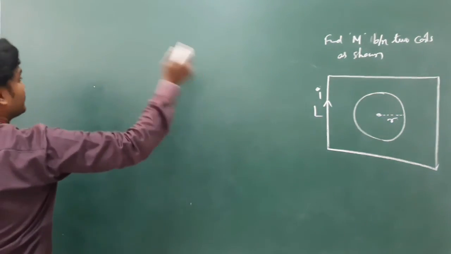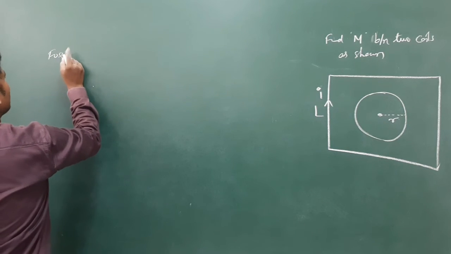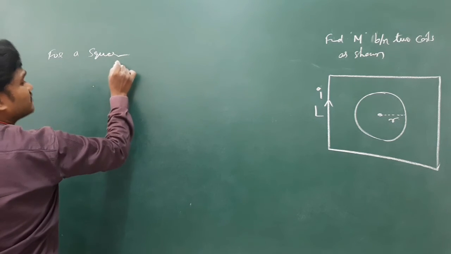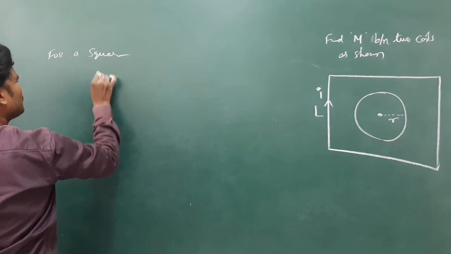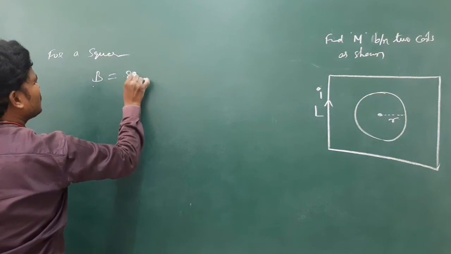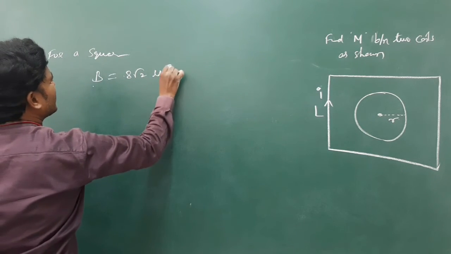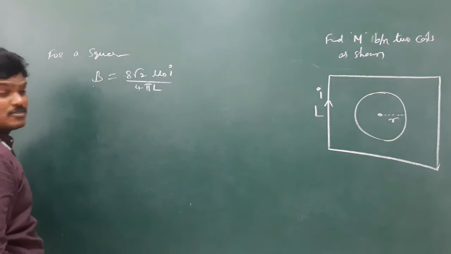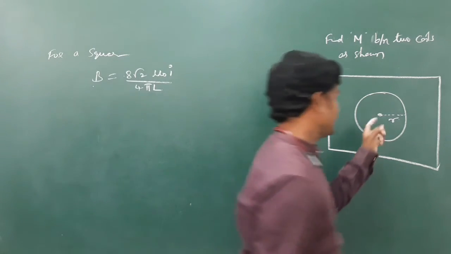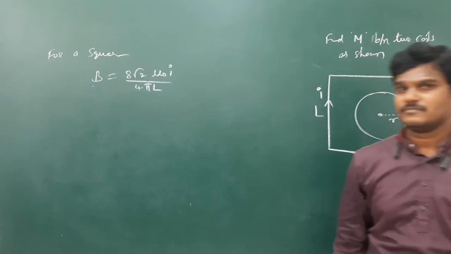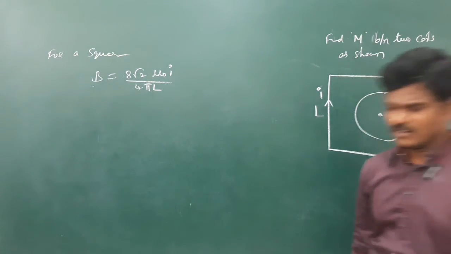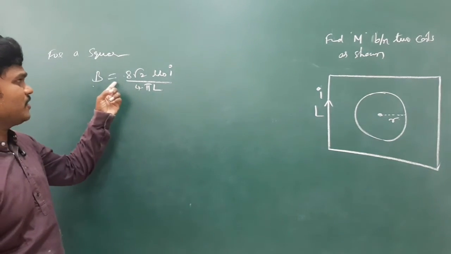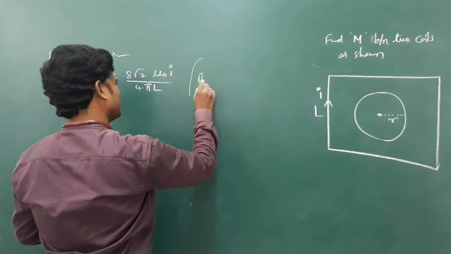So I think you remember for a square. Just recall the moving charges and magnetism. For a square of each side L, we know the formula of field is 8 root 2 mu naught I by 4 pi L. This is the formula for the field at the center of the square. Square we calculated, triangle we calculated, hexagonal. Otherwise use the formula. I think the basic formula is clear.